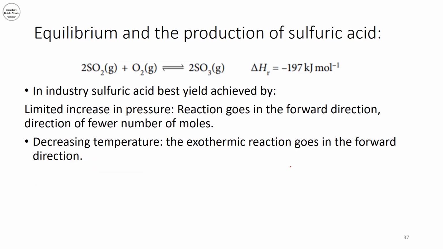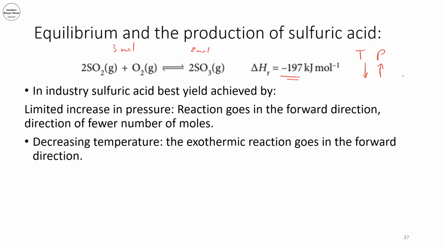Now, if I look at the reaction of production of sulfuric acid, it is also an exothermic reaction. And if I increase the pressure, because here I have 3 moles on that side, and here I have only 2 moles, in that case, I would have more product towards the least number of moles, which is the forward direction. And also, if I decrease the temperature, I would produce more SO3 in my reaction.